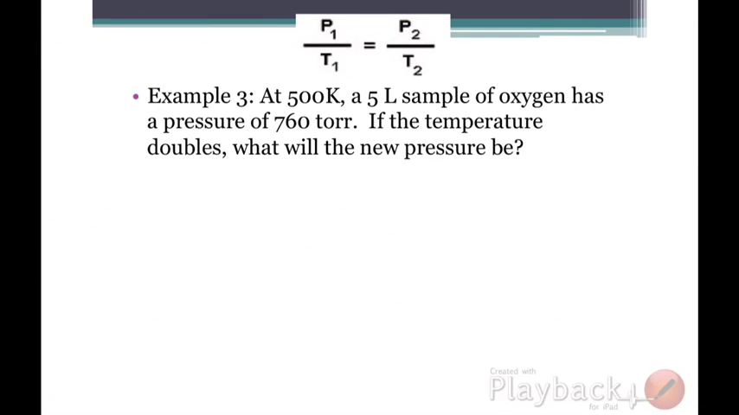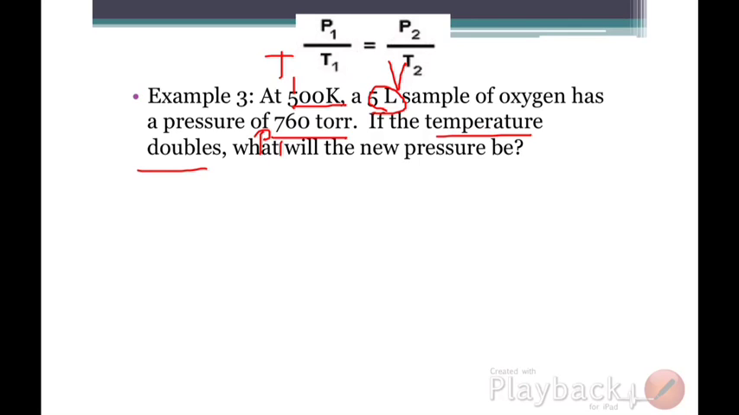Next problem. At 500 K, so that's our T1, a 5-liter sample of oxygen, well, liters is volume, has a pressure of 760 torr. Okay, that's P1. If the temperature doubles, what will the new pressure be? If the temperature doubles. Okay, so this is telling us what happened to the temperature, but it doesn't give us a specific value. Let's go ahead and fill in what we have, and then we'll figure out what this question is asking. So we're given P1 and T1 for sure.